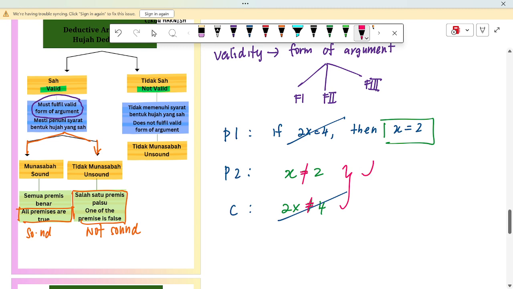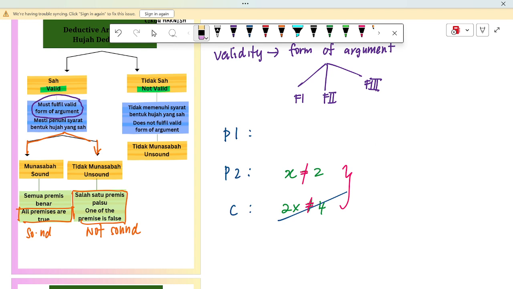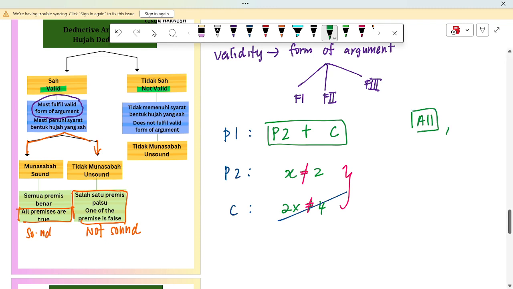If these two are given and they ask you to combine into premise 1, for example, I erase this right now. They gave you P2 and conclusion. They ask you to write premise 1. You need to know premise 1 is combination of your premise 2 and conclusion together. You're going to combine your P2 with conclusion. So if you can see your P2 is x not equals to 2, your conclusion is 2x not equals to 4. So you can either combine by using the word all or if then. So in these statements, we cannot be writing all x equals to 2, then 2x equals to 4, because not all x will be 2, right? So the suitable word will be if and then.